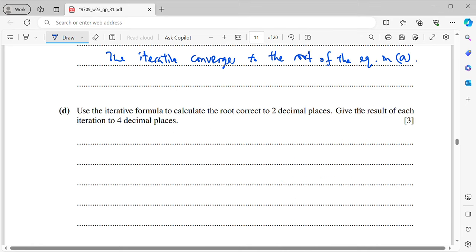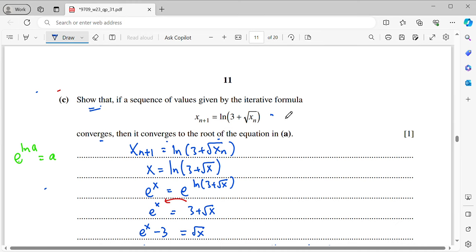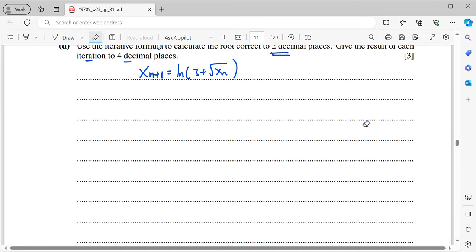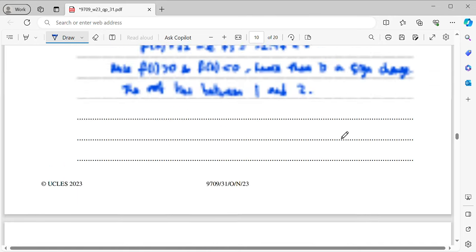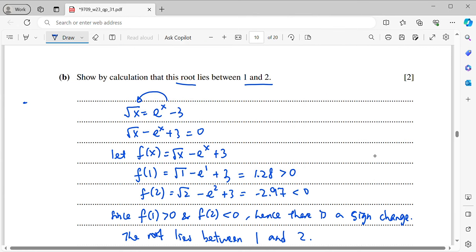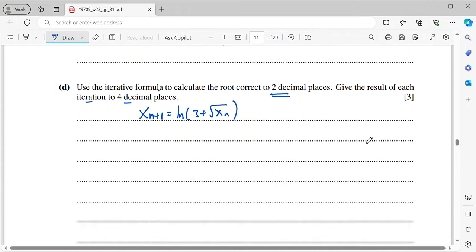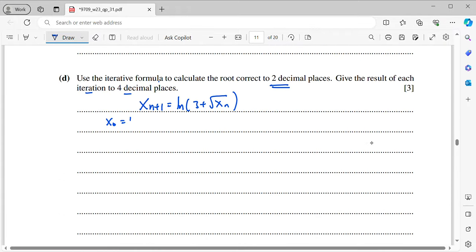Now D, use the iterative formula to calculate the root correct to 2 decimal places. Give the answer of each iteration to 4 decimal places. So now, our formula x_{n+1} equals to ln of 3 plus square root x_n. Okay, from the previous step. Now I will decide what is my x0. You can refer back to part B. Since it's mentioned that the root lies between 1 and 2, you can let it be 1 or 2 or any other numbers in between. So I will take the middle value, which is 1.5, as my x0.